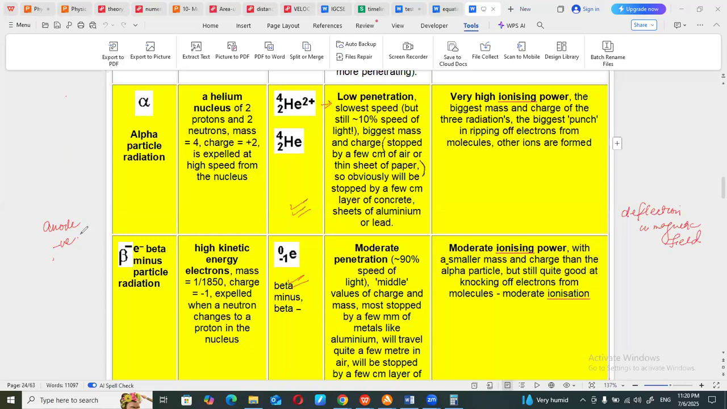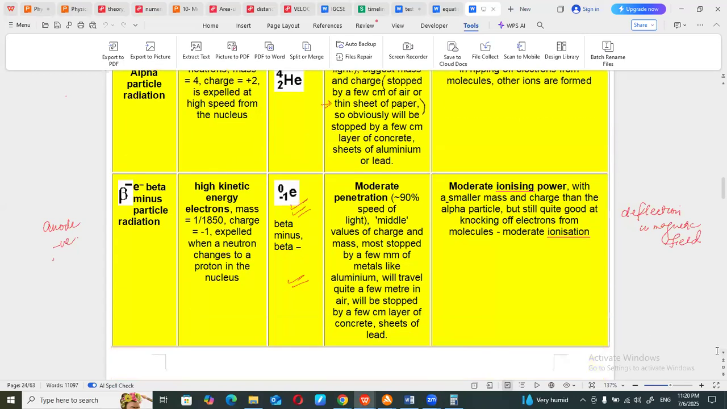Next is their penetration power. It's between alpha and gamma. They cannot be stopped by paper or air, but a few millimeters of metals like aluminum can easily stop it. All right. Next, definitely concrete and a sheet of lead can easily stop it.